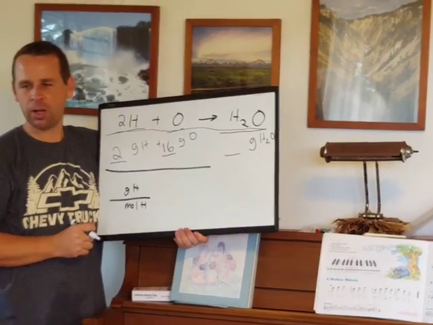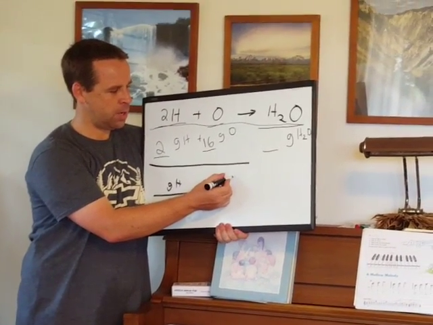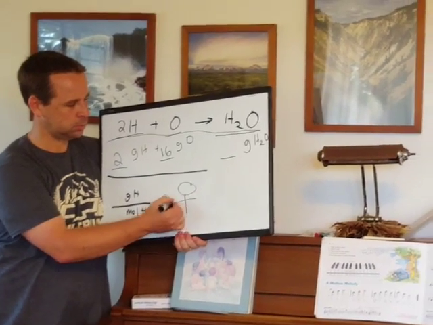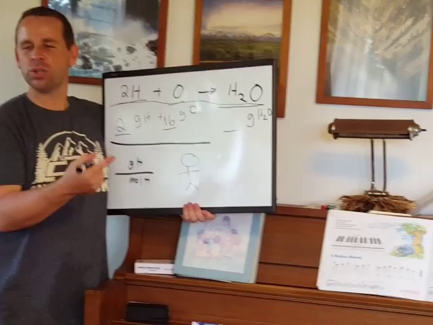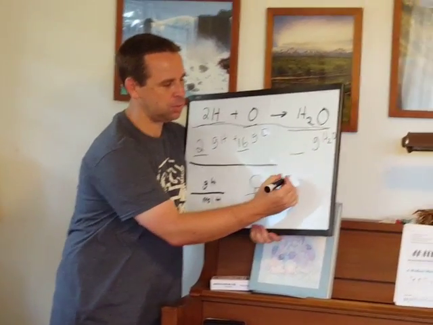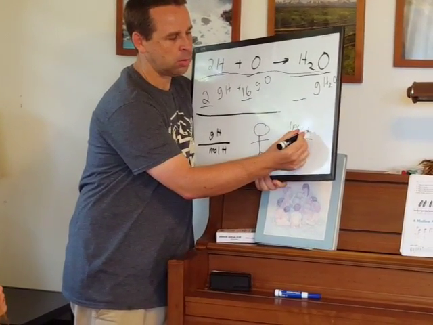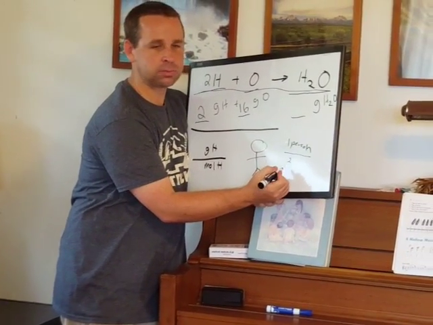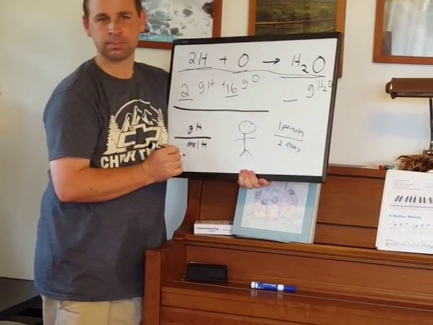Here's another one. Ready for a Pictionary? Another game of Pictionary? Yes. Here we go. Ready? Go. Person. Very good. We can make stoichiometric statements about people too. One person. Tell me something that I have 2 of. 2 eyes for every person. 2 feet.